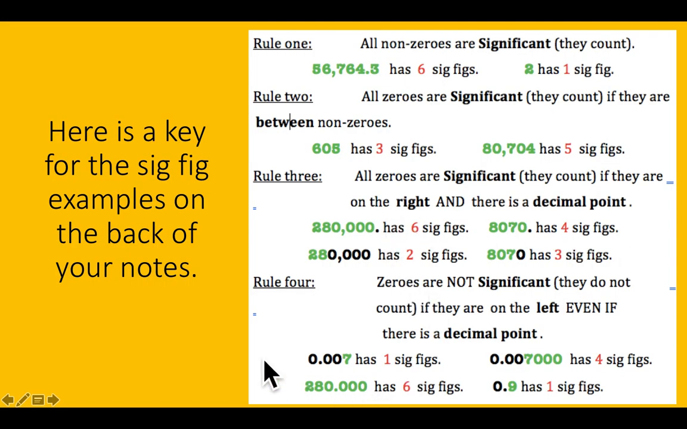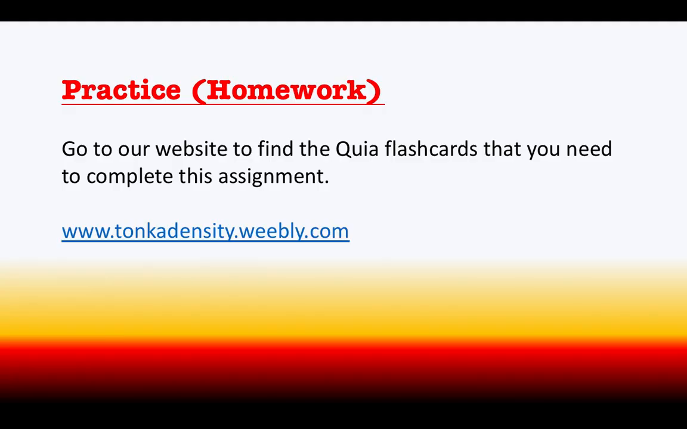Okay, this is a key for the examples on the back of the note. So if you weren't sure how many sig figs all those values had, I've provided that for you here. You can stop this if you'd like and take a look through this and see whether or not you've interpreted that back page correctly. And be sure and go do that homework that you were prompted to do before using those Kia flashcards.